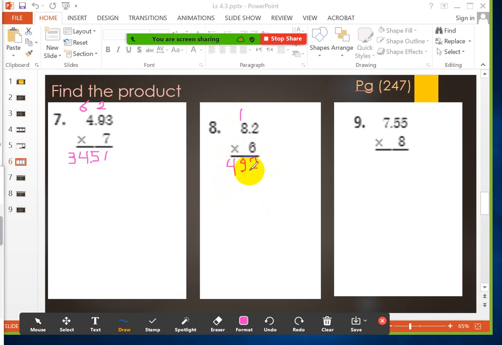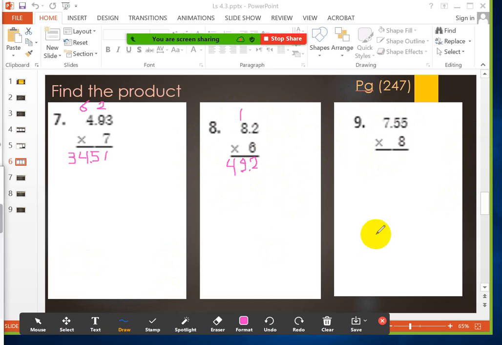So it will be between 9 and 2. The number will be 49.2, 2 tenths. Okay? Thank you so much, Noor. So this is how I will multiply this number 8. What about number 9?